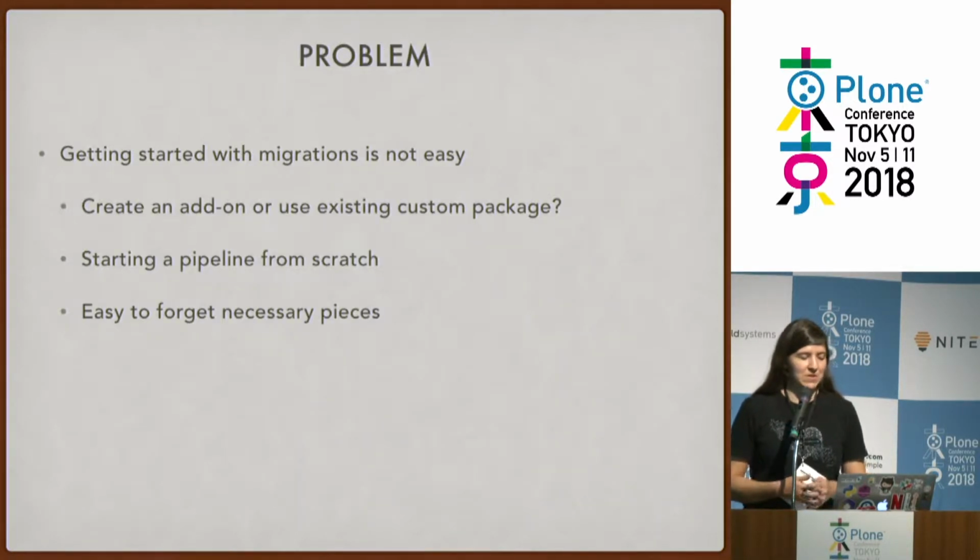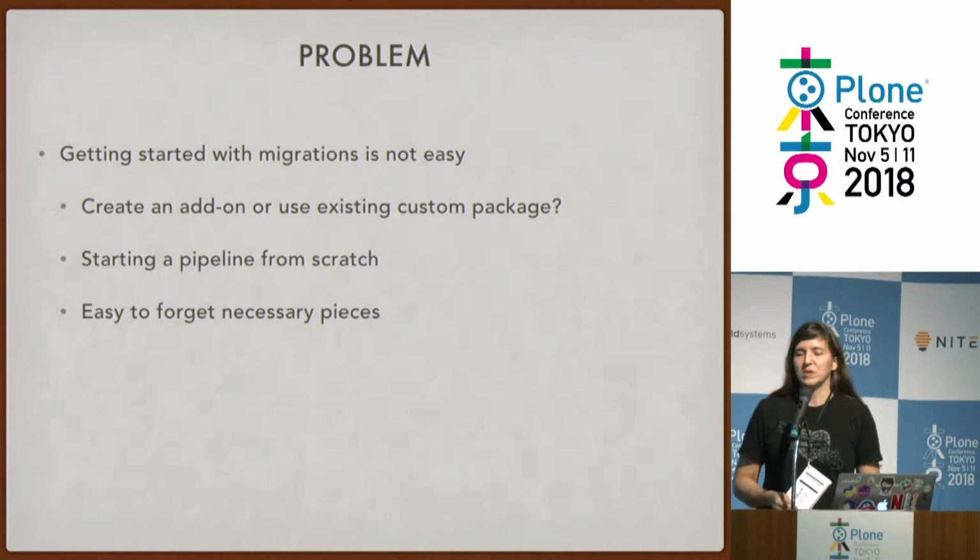The next problem is that, once again, getting started with migrations with Transmogrifier is not very easy. You know, you have to figure out, do you create an add-on? Do you add the pipeline to your existing custom package? How do you start the pipeline, get that going from scratch? And even once you do that, it's really easy to forget all of the pieces that need to be hooked together to actually get it working.